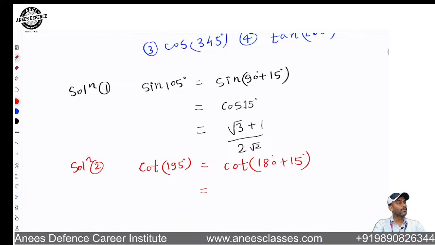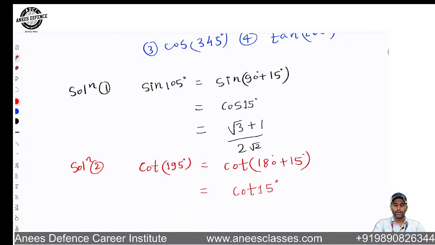Now 180 is an even multiple of 90, isn't it? Yes or no? So the trigonometric ratio is not going to change. Now what we have to do is see in which quadrant it lies. 195, 180 plus, means third quadrant. In the third quadrant, cot is positive. So it will remain cot 15.